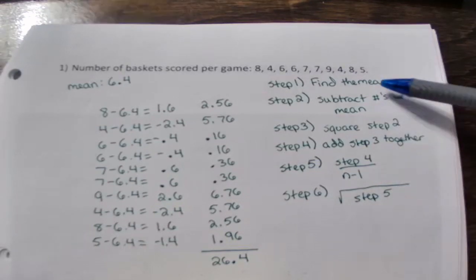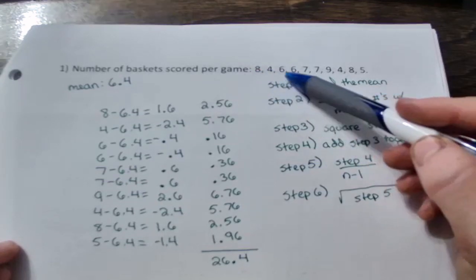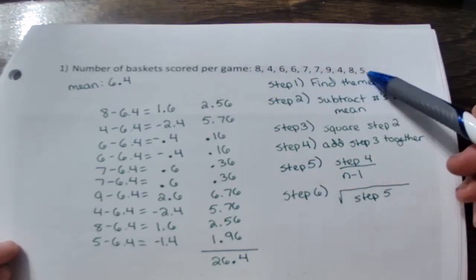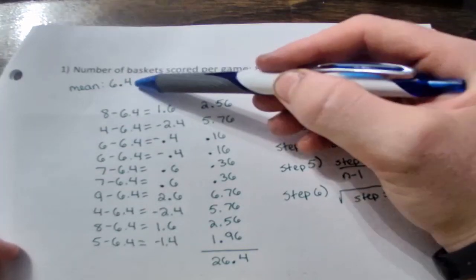Now, on page 3, I gave you an example and I kind of dumbed down the steps. So the first step was find the mean. I added all these numbers up together and divided by the amount of numbers there are. That gave me a mean of 6.4.